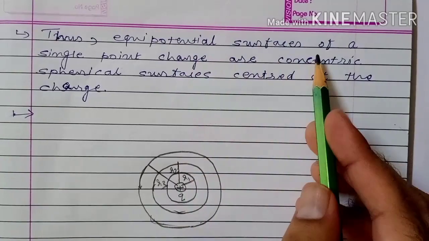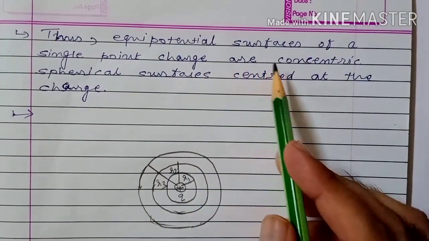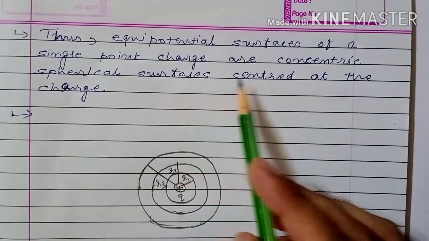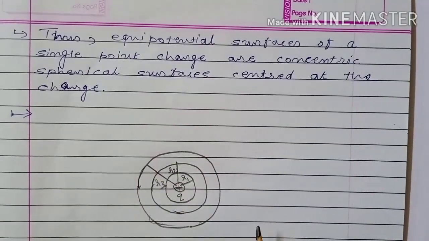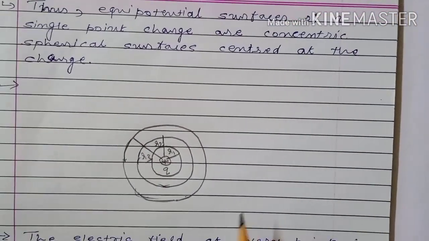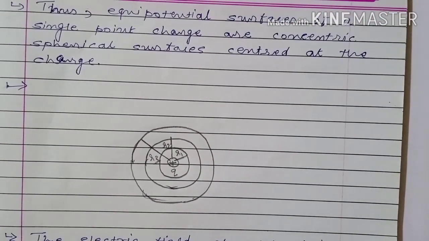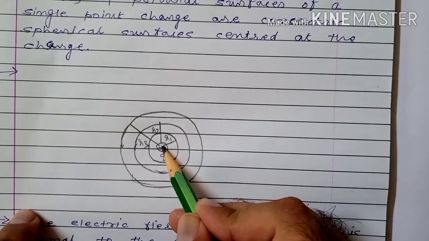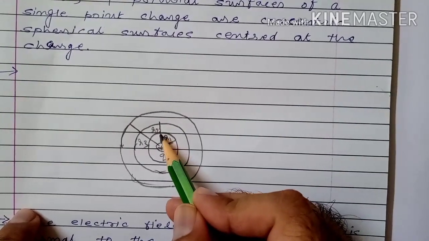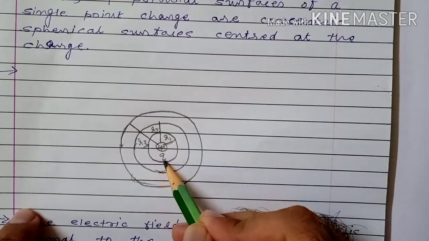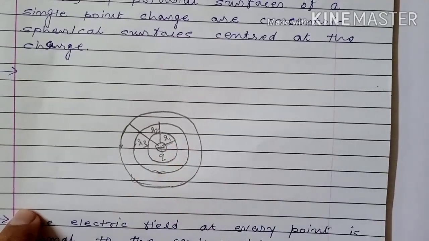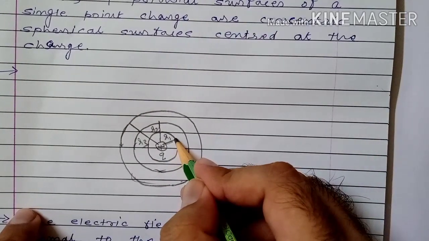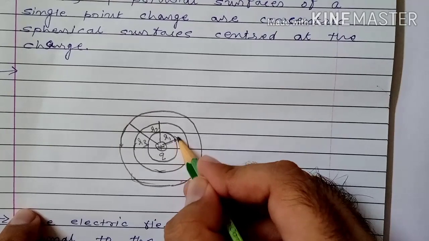Here the equipotential surfaces of a single point charge are concentric spherical surfaces centered at the charge. It means only one sphere cannot be considered as the equipotential surface. We can have many equipotential surfaces due to this point charge. If I consider one sphere at distance r1, then at each and every point on this sphere the potential will be the same. Suppose the potential on this first sphere is V1.